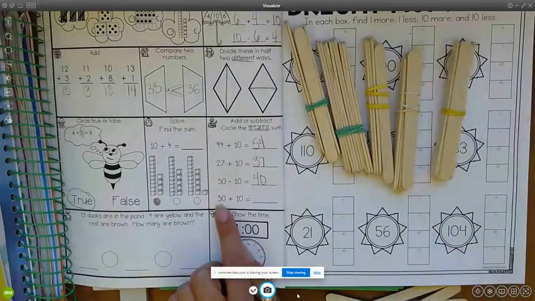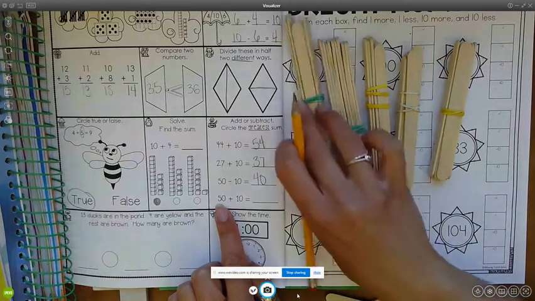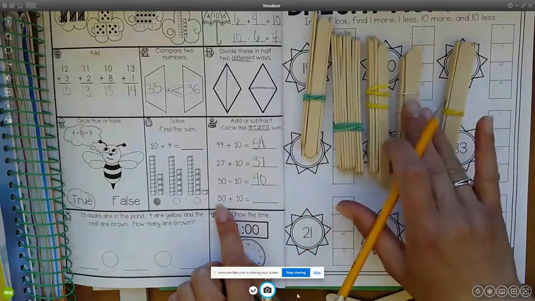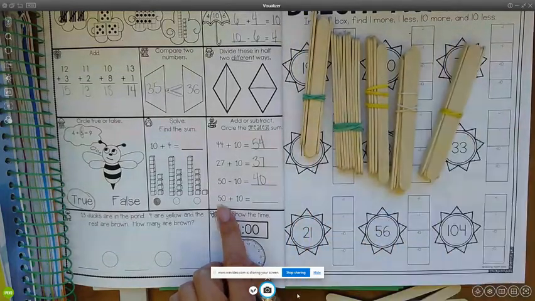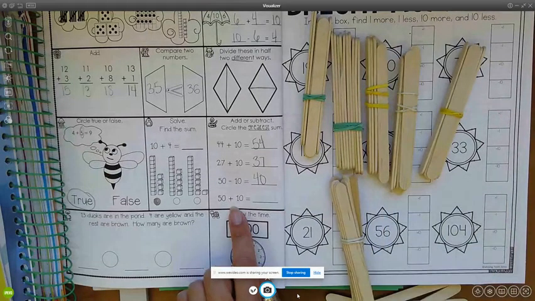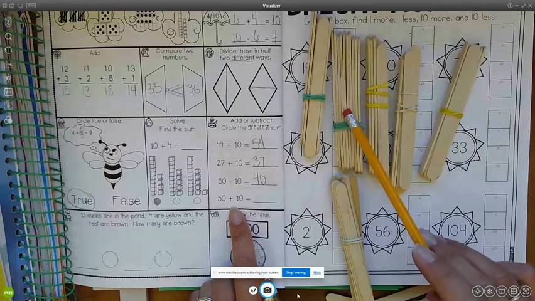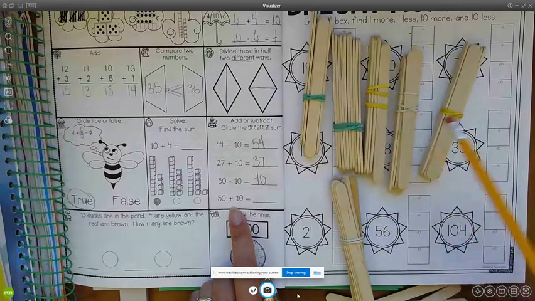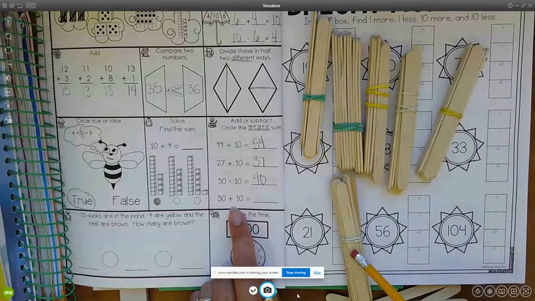Now, this next problem says I have 50 to start. 10, 20, 30, 40, 50. And I'm going to add another bundle of 10. If I add one more bundle of 10, I have 10, 20, 30, 40, 50, 60.